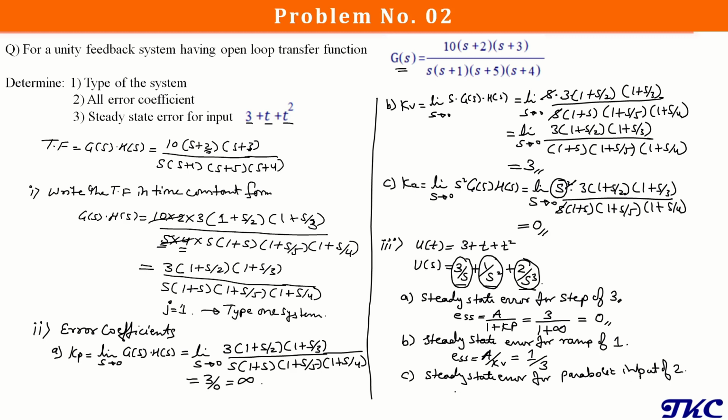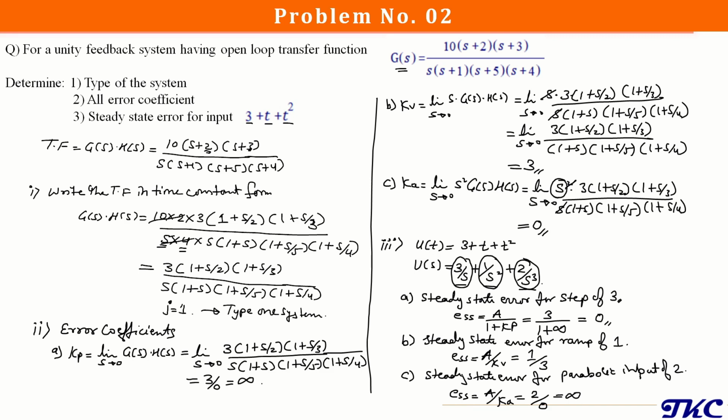Now let's find the steady state error for the parabolic input of magnitude 2. The error will be given by A by Ka. So A we got as 2, divided by Ka, which we got as 0. So this value will be infinity. The parabolic part of this input is giving us a steady state error for this system as infinity.